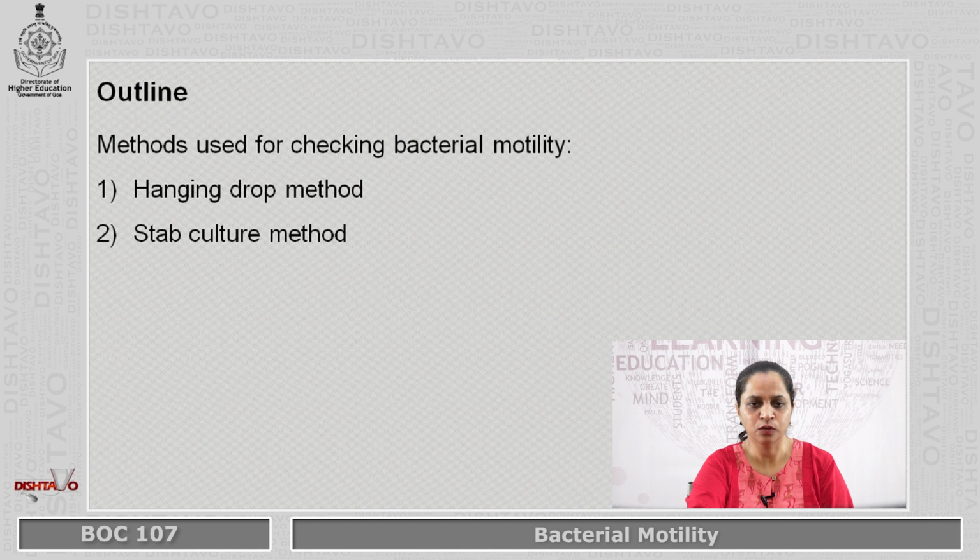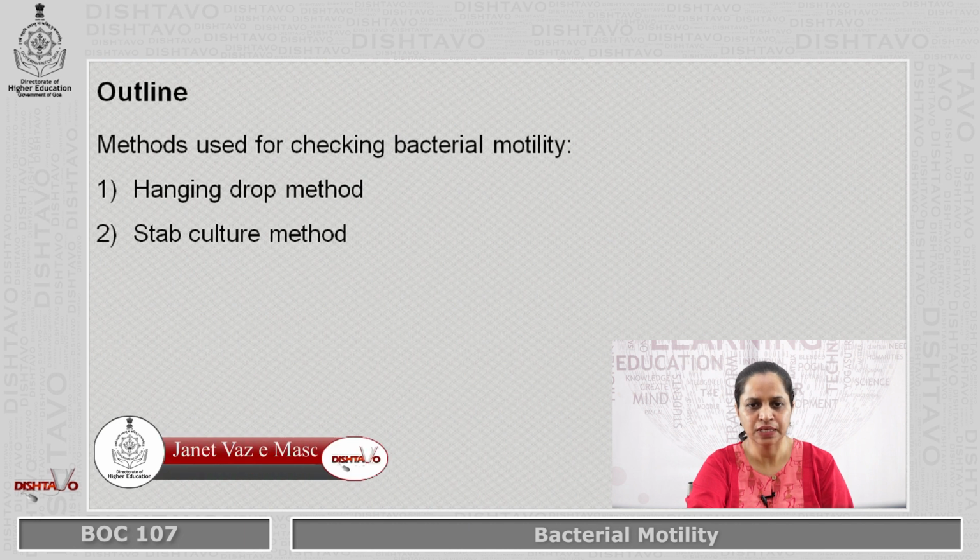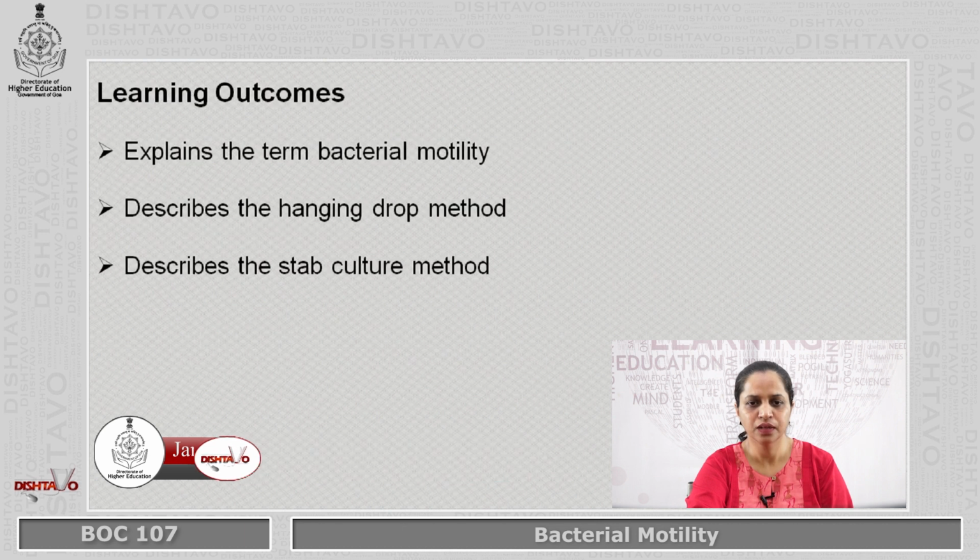This module outlines the methods used for checking bacterial motility. In this module, we will be studying two methods, that is hanging drop method and the stab culture method. Learning outcomes. At the end of this module, the students will be able to explain the term bacterial motility, describe the hanging drop method and also describe the stab culture method for detecting bacterial motility.